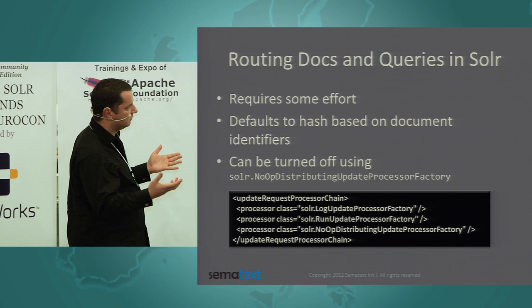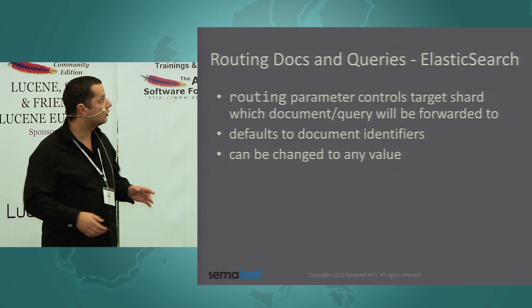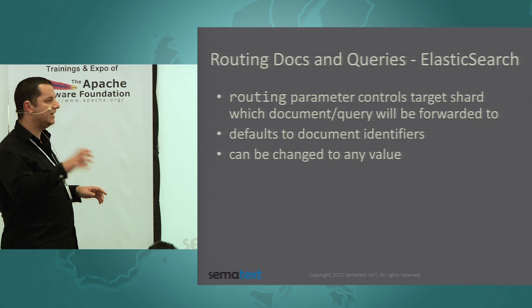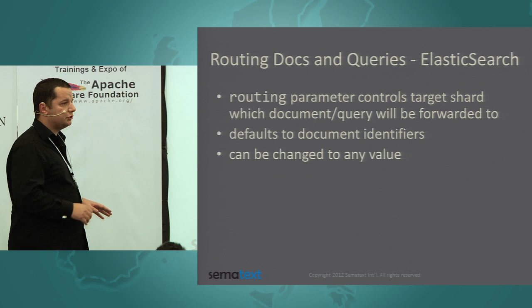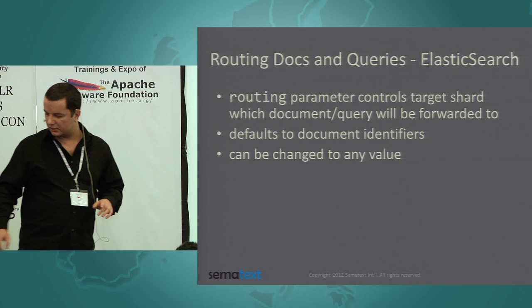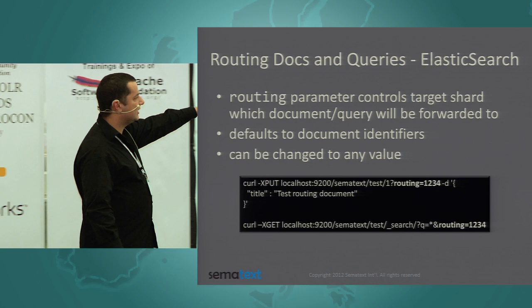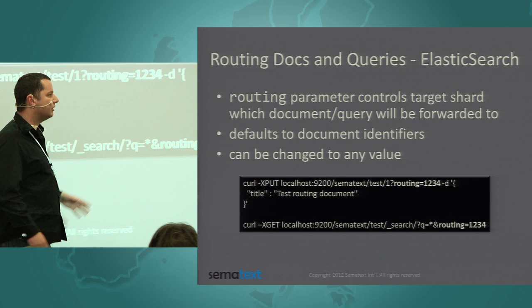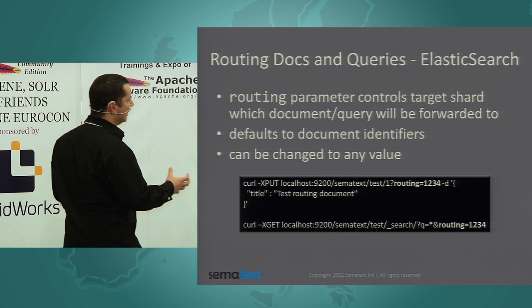In Elasticsearch, we have something called routing. The routing parameter allows us to control which shard will be targeted with the data or queries. Of course, it defaults to document identifiers, but it can be changed to any value during runtime. You don't have to reload the configuration. So if we specify that in the index semi-text, in the type text, the document with the ID 1 should be routed with a particular value, Elasticsearch will take the value, calculate the hash on it, and put the data in the shard evaluated from that particular value.